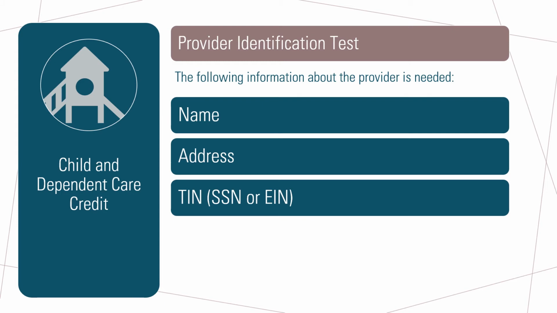And our last test is the provider identification test. And if you remember, we talked a little bit before about the income matching program that the IRS has. And so this is part of that. So if people are claiming this credit, the IRS wants to know some information about the provider who should be claiming the income. So the things that we need to have in order to claim this credit are the name of the provider, the address, and the tax identification number. So that would be like a social security number if this was an individual, or an employer identification number if it's an organization or facility.